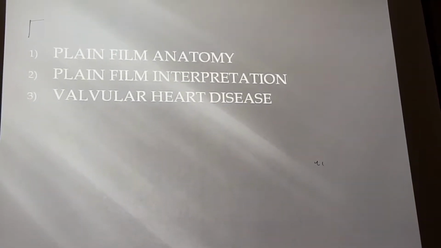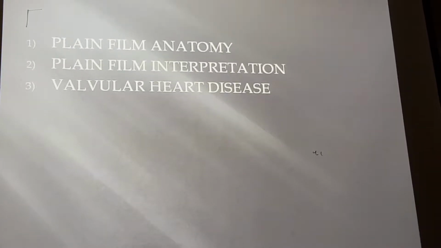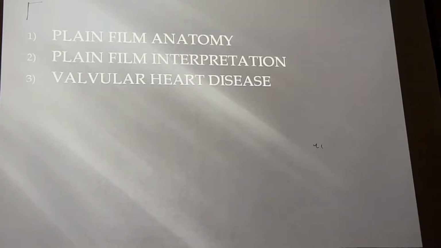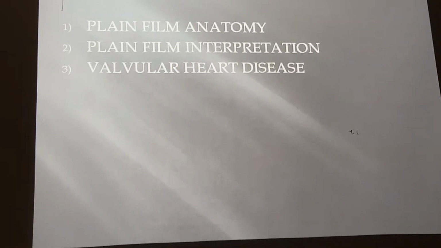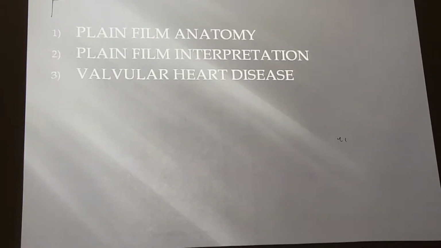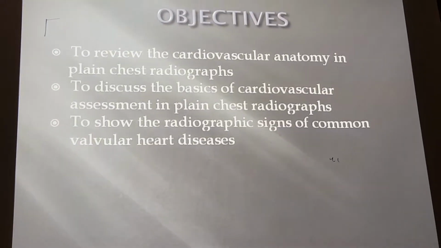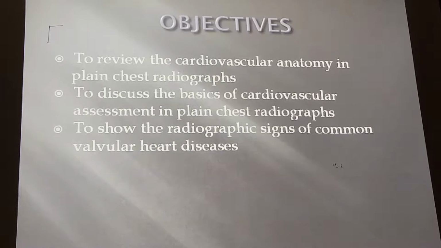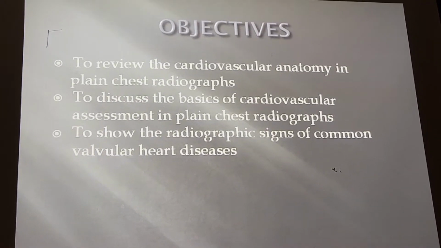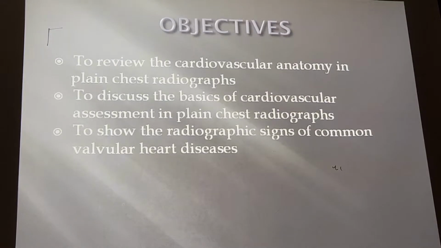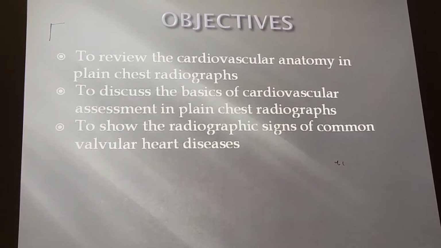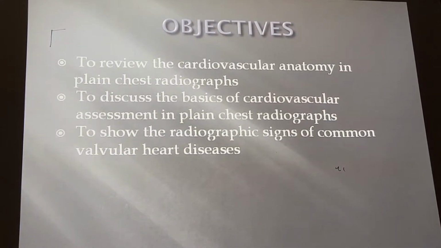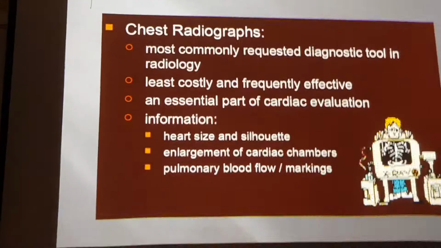So basically what we'll do here is discuss plain film anatomy of the heart on the chest radiograph, then some plain film interpretation, then maybe the valvular heart disease we'll discuss in the next lecture. So the objectives of the lecture is to review the cardiovascular anatomy in plain chest radiographs, discuss the basics of cardiovascular assessment in plain chest radiographs, and to show the radiographic signs of common valvular heart diseases.